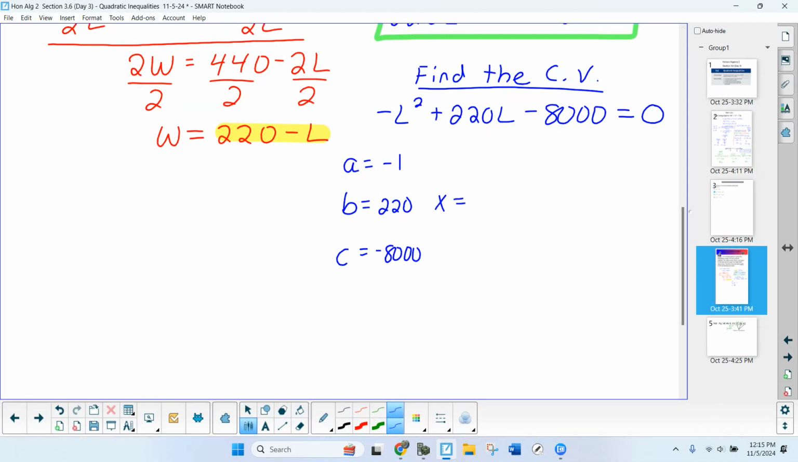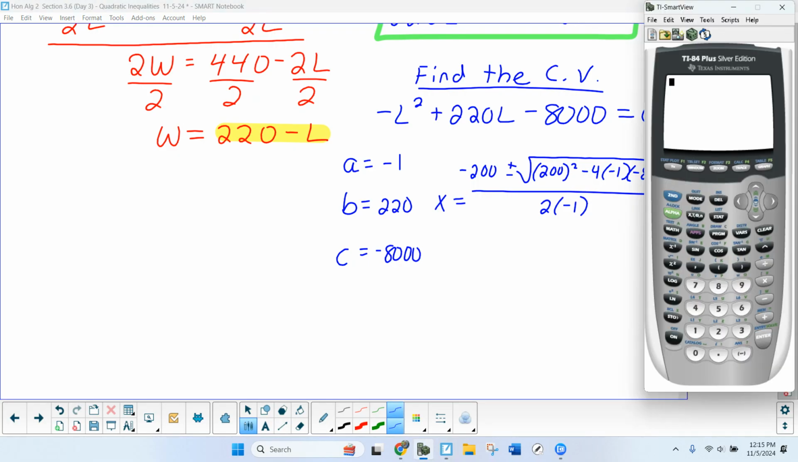So x equals the opposite of B plus or minus the square root of B squared minus 4 times A times C, all over 2 times A. So take your calculator, do 200 squared minus 4 times negative 1 times negative 8,000. And what do you guys get?